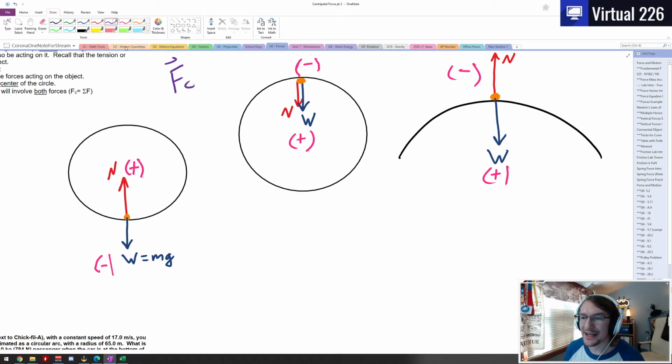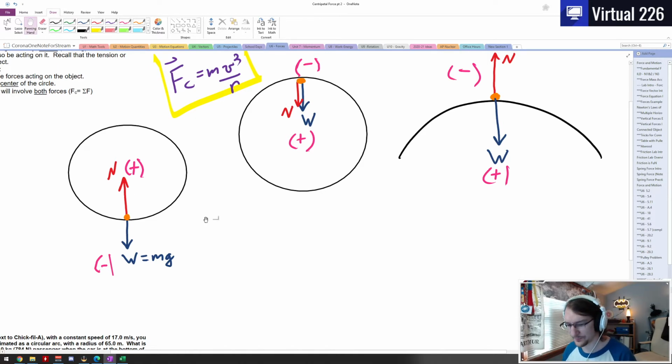And once we do that, it's just F equals ma, where the a is switched to v squared over r. And that's all that's going to happen here. So let's take a look at how we can use our centripetal force equation, which we've used previously, and how we can use it for multiple forces acting in or out of the circle.